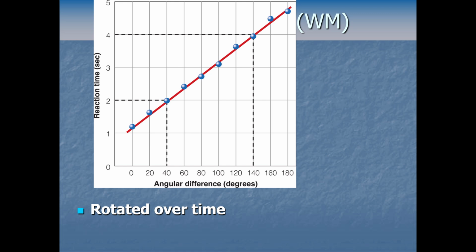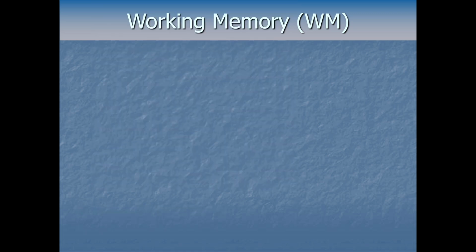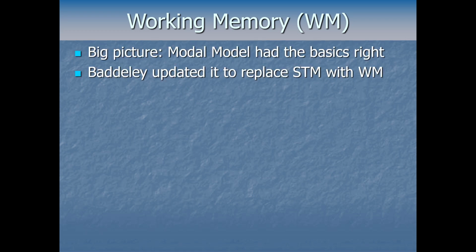So evidence like this is consistent with the idea that working memory has a separate visuospatial sketchpad component, something separate from the phonological loop that we use for verbal type tasks. At any rate, we won't go too much further into the working memory model, but this is enough that you'll understand what's being referenced if you see it in the literature. Big picture takeaway here is that the modal model did have the basics right. We're not throwing out the modal model, we're just updating it.